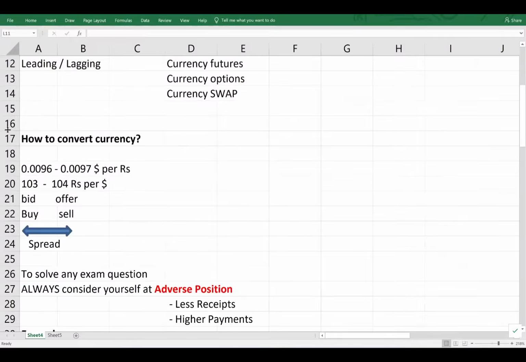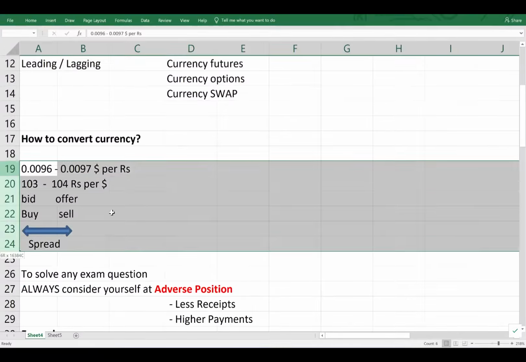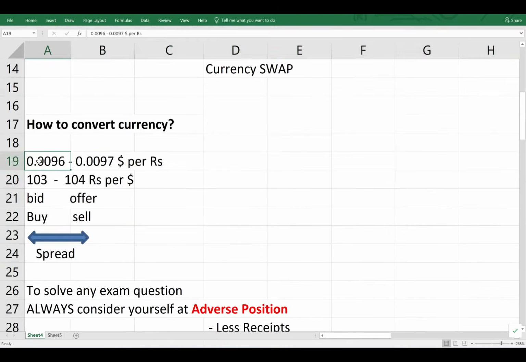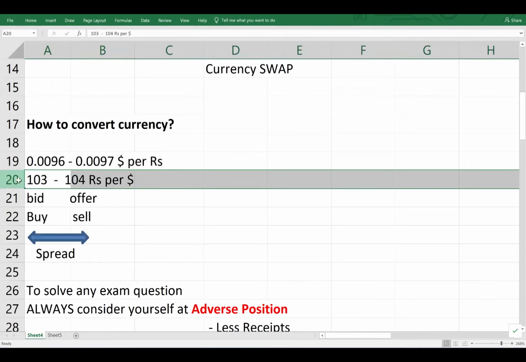Let's say this is the Indian rupee versus dollar, and these are the two rates available. Again, we have two quotes. One rate is 103 and the other is 104. We have two rates available. One is the buying rate, the bank will buy at this rate, and one is the selling rate, the bank will sell at this rate. The difference between these two rates is the bank margin.